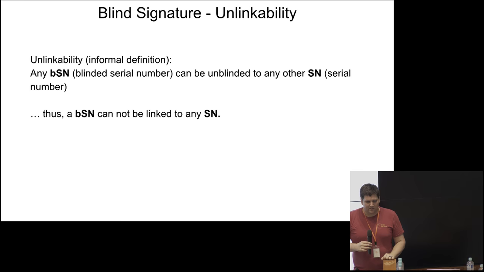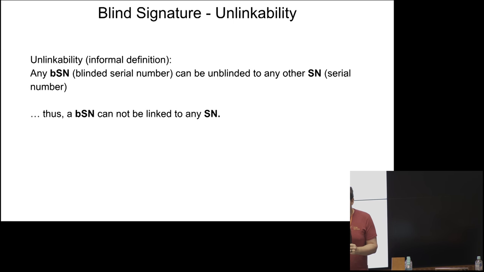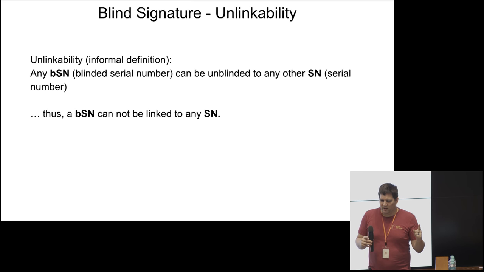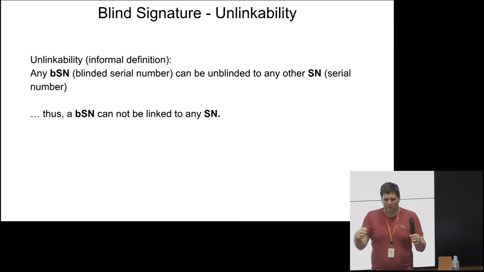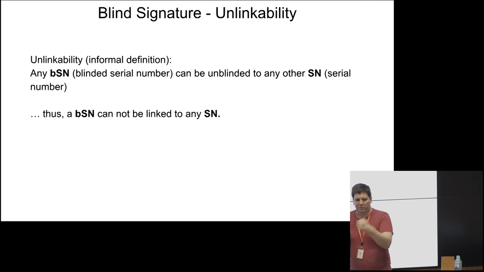And the idea with unlinkability is that any blinded serial number can be unblinded to any other serial number. And this means that a blinded serial number can't be linked to a serial number. So if you have a blinded serial number and a serial number, and you want to say, are these in some way related? Was this blinded serial number the serial number that was issued, and then the serial number is the redeemed version? Well, I can always invent an R that will relate them in that way. And because I can always invent an R, there's no way of telling that a blinded serial number unblinded to a particular serial number.